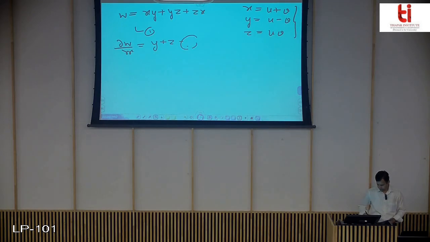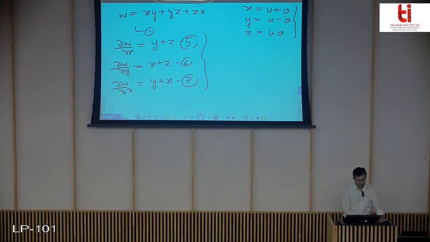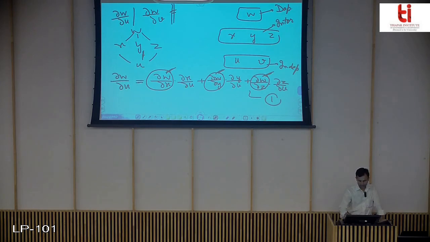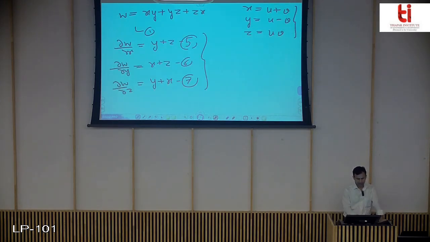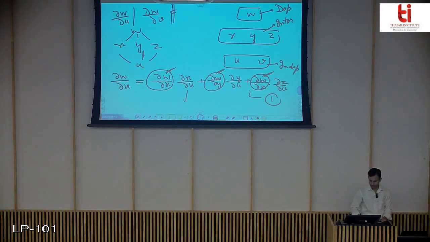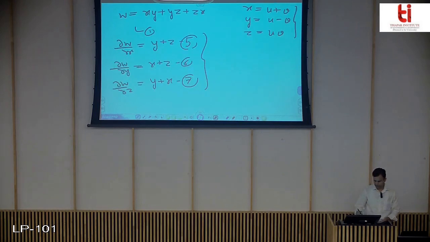So you can find this derivative easily. ∂w/∂y is x + z, and ∂w/∂z is y + x. So this is equation 7. Now you have the first three things of this formula: ∂w/∂x, ∂w/∂y, ∂w/∂z. Now what else are we left with? We are left with the derivative of x with respect to u, of y with respect to u, and of z with respect to u. So these are the three more components we need to find. Let us work them out one by one.